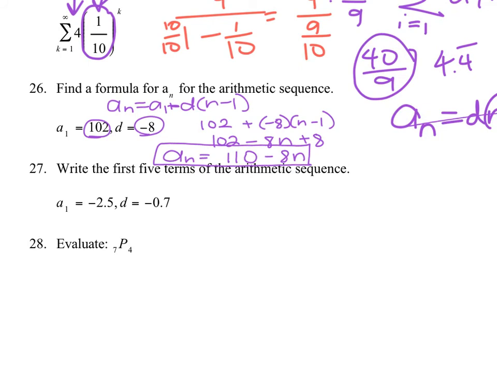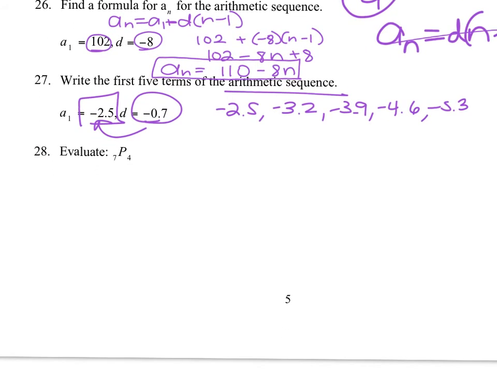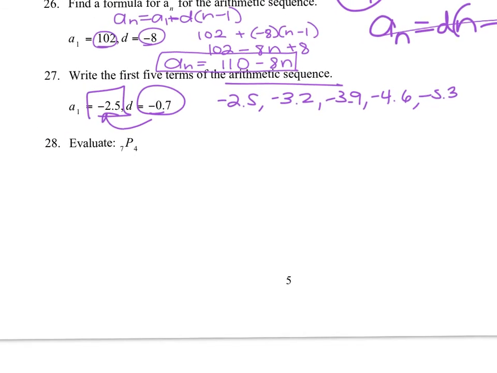All right, 27, arithmetic sequence. So I'm taking negative 0.7 and I'm adding it on to negative 0.25. So I'm subtracting 0.7 each time. So this again, first one, make sure you include that. And then negative 3.2, negative 3.9, negative 4.6, negative 5.3. All right, all of that was chapter 8.